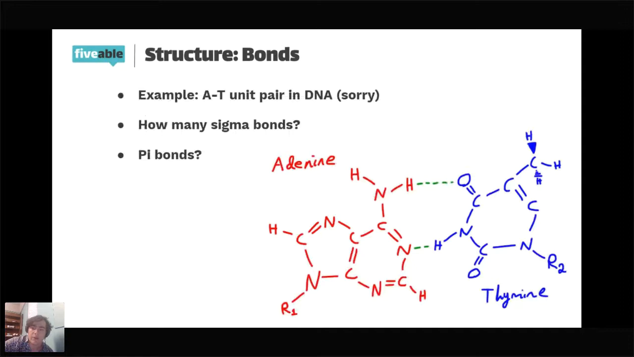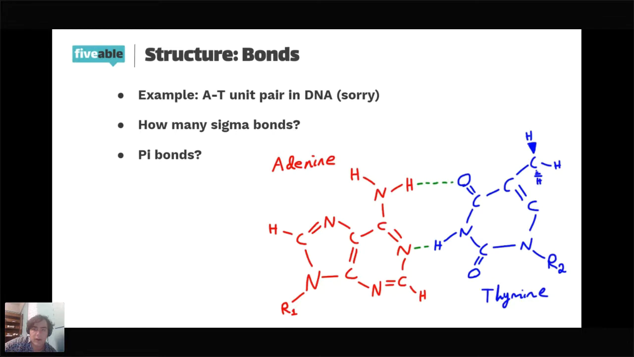So the example I have here is the adenine thymine base pair in DNA. And my question is, I'll go with the first one that's easier. How many pi bonds do you guys think there are in the total base pair, not just in adenine or thymine, but in both the molecules combined? How many pi bonds are there? Natalie, I think you're trying to count the sigma bonds. I said pi bonds.